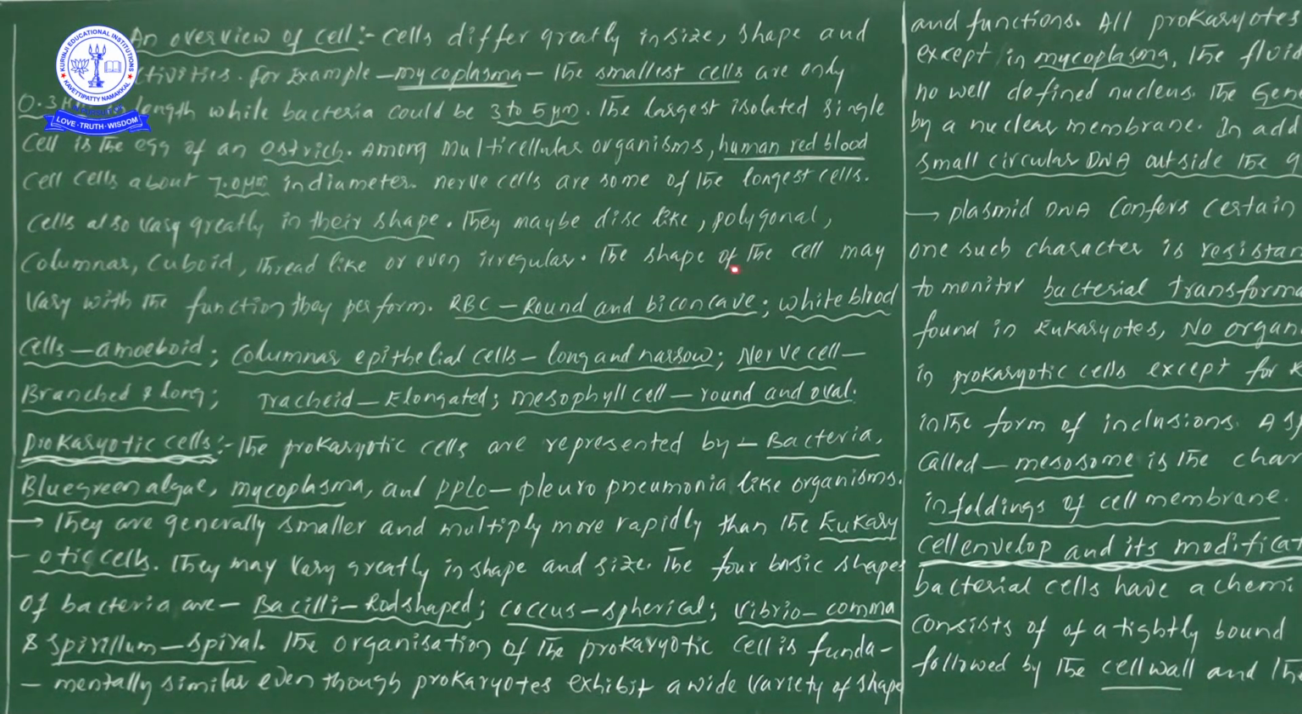Okay, next one, the shape of the cell may vary with the function they perform. Once you see here, the shape of the cell definitely has a chance to change with its function. Depending on the function, there is a chance for the shape of the cell to change. I hope you understood this one.